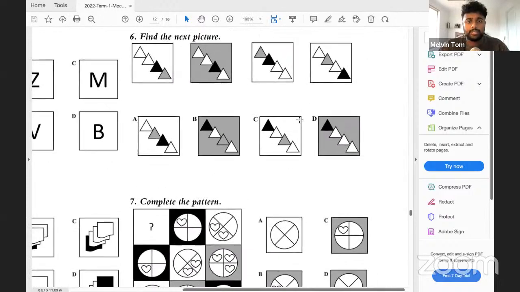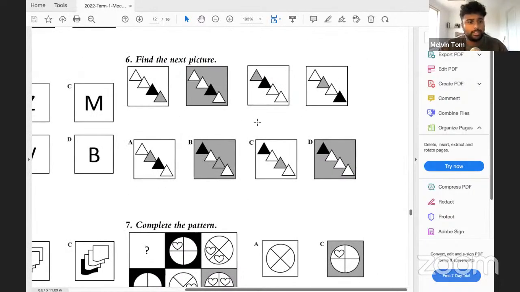So here, question number six. A lot of you, when you see these questions, automatically know that you can start to see the background changes colors, but it doesn't change color constantly. It changes kind of randomly. And I can tell straight away that the colors from the triangle are going into the background. Black is not going into the background, so it's only gray that's moving to the background, right?